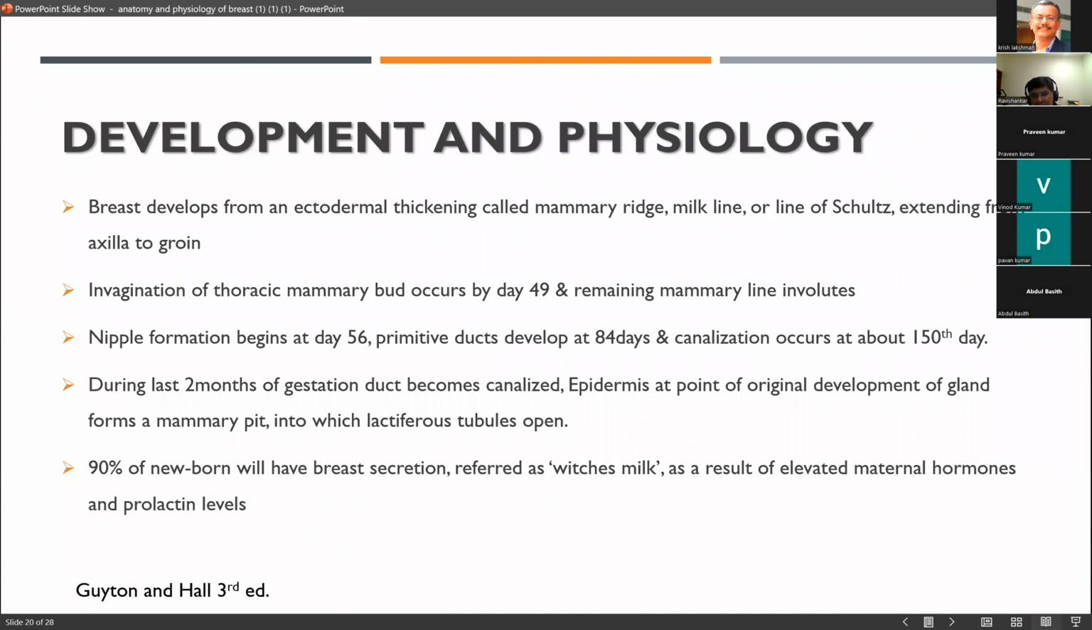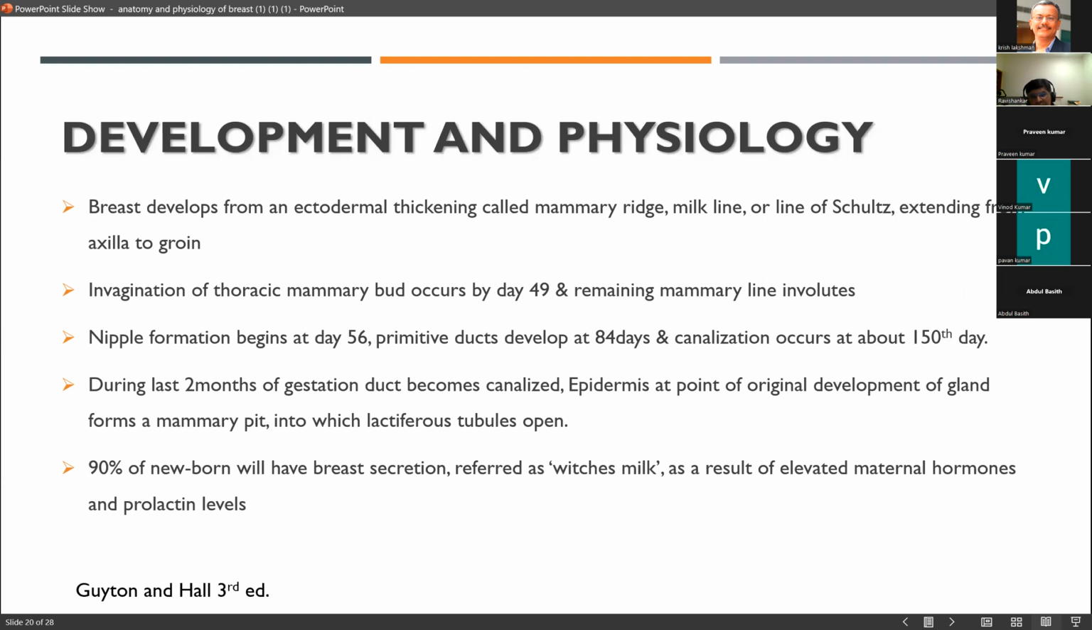Coming to development, the breast develops from an ectodermal thickening called the mammary ridge, milk line or line of Schultz, extending from the axilla to groin. The invagination of the thoracic mammary bud occurs by day 49, and the remaining mammary line involutes. Nipple formation begins at day 56. Primitive ducts develop at the 84th day, and canalization occurs at about the 150th day. During the last 2 months of gestation, the duct becomes canalized.